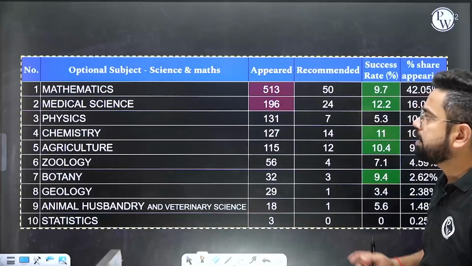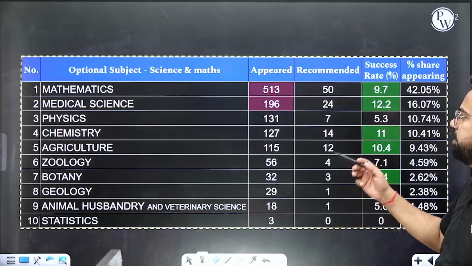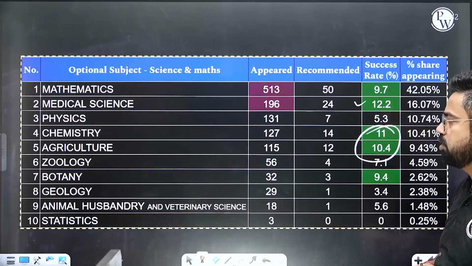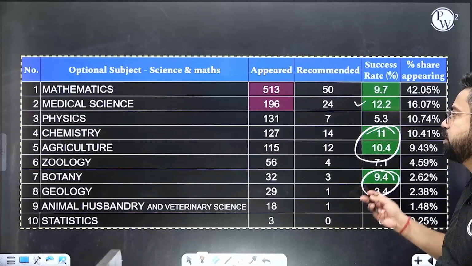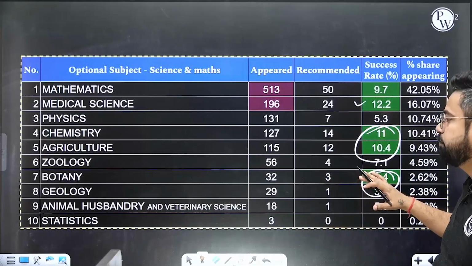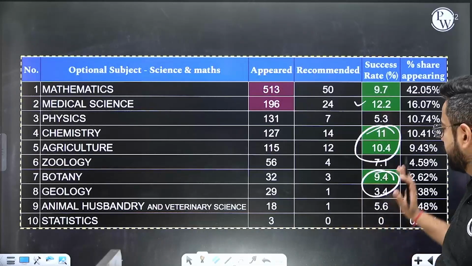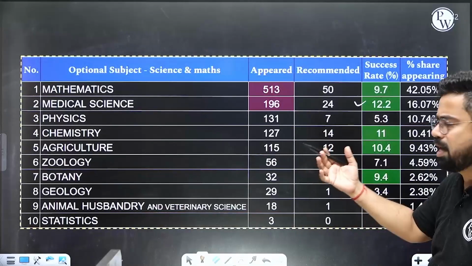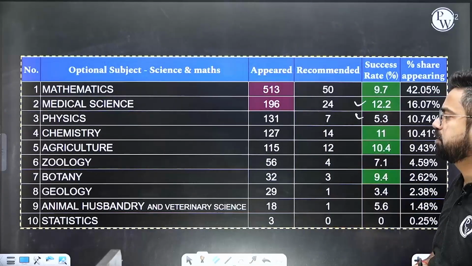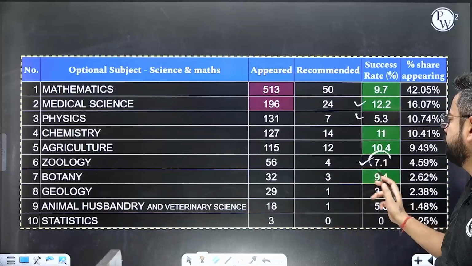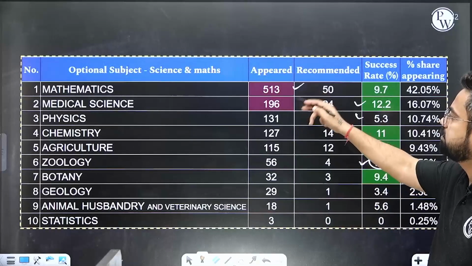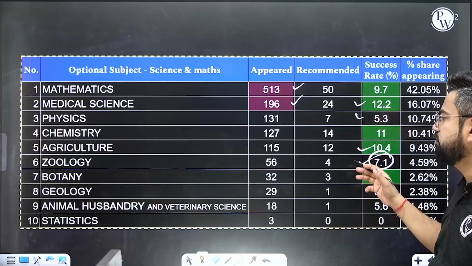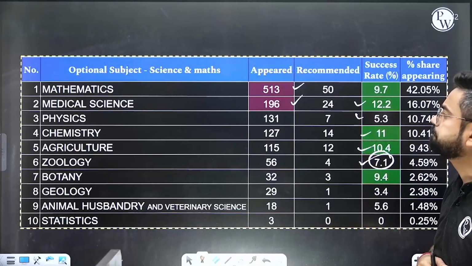Another thing, other than that, science and maths. We have already discussed mathematics and medical science. Chemistry and agriculture are also contributing a lot. Similarly botany, by the way, this is the latest data I'm telling you, 9.4, so even botany is contributing hugely. And you can go for other subjects as well. For example, one of the subjects people ask about is physics, at 5.3%. Similarly, zoology is also 7.1, not bad. Mathematics and medical science are among the best subjects when it comes to success rate. Other than that, agriculture and chemistry are also performing well.